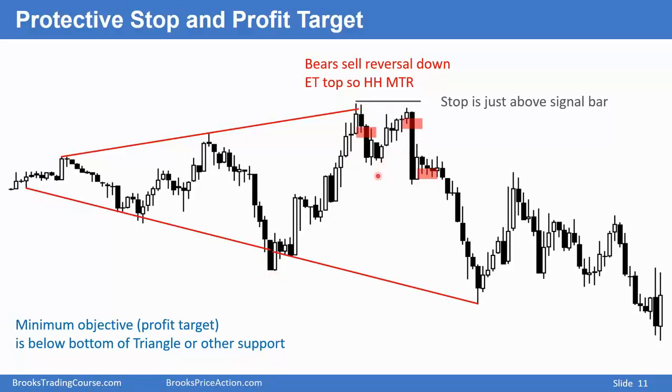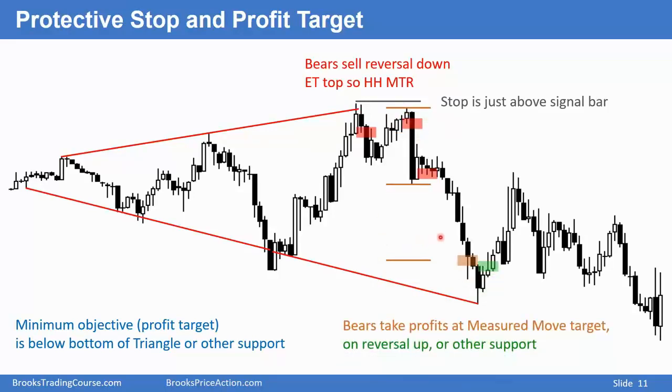We have a double top neckline, possible measured move down. We have a very strong breakout, maybe measured move down. Traders will look to take profits at those targets or on the reversal up, and bulls will buy on the reversal up.